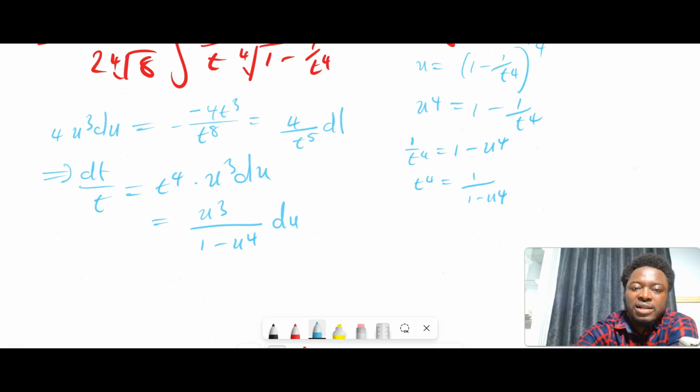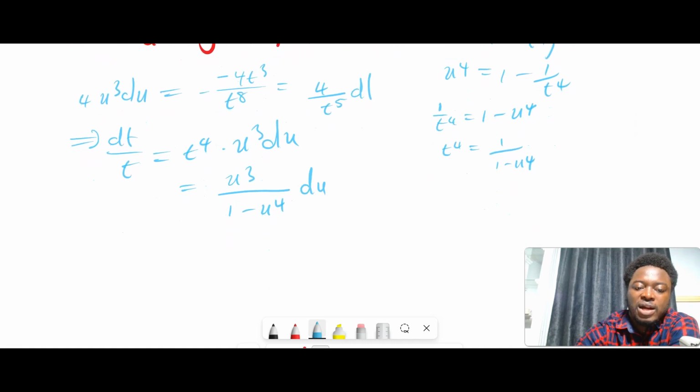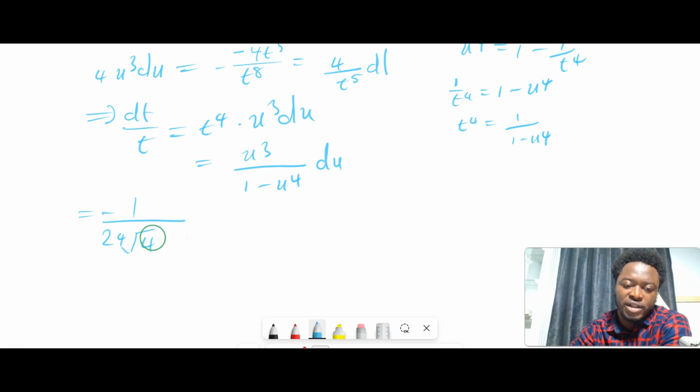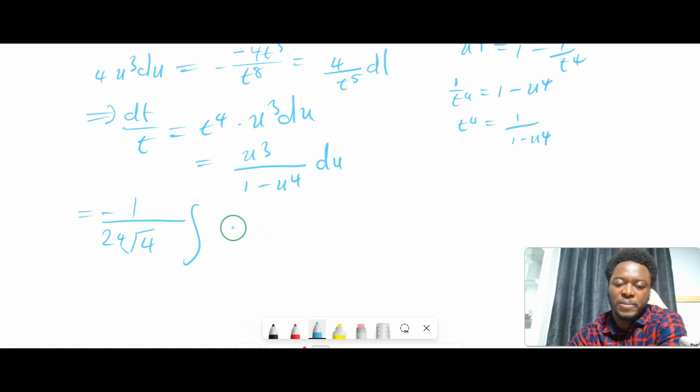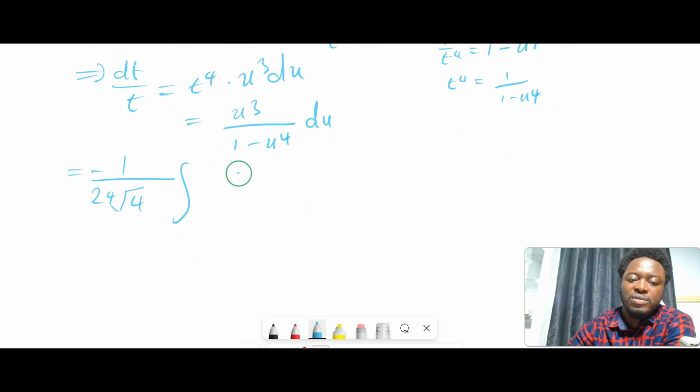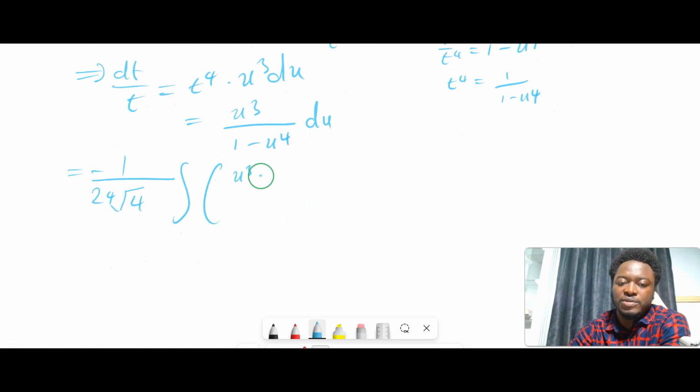So basically this will continue as follows. You would have the integral of negative 1 over 2 times the 4th root of 8 (the 4th root of 8 can be simplified, but let's not bother with that for now) times the integral of 1 over t dt, which would be u cubed du, all divided by 1 minus u to the fourth power.